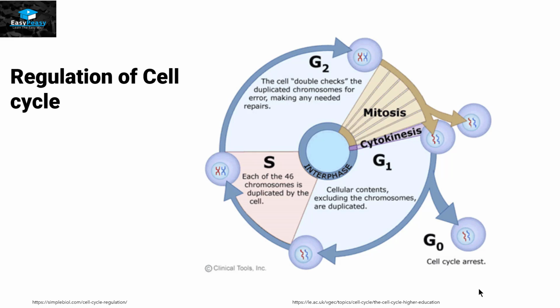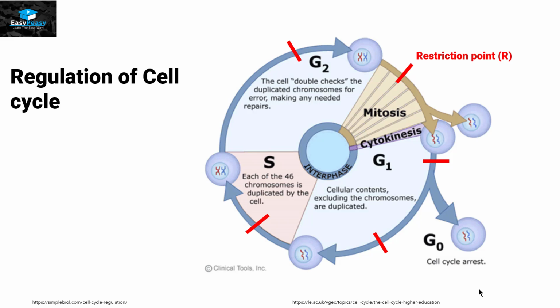The topic we are going to discuss today is the regulation of the cell cycle. On the cell cycle, we have certain points where regulation is done before entering into the next subcategory. These points are called restriction points. They can also be called checkpoints.